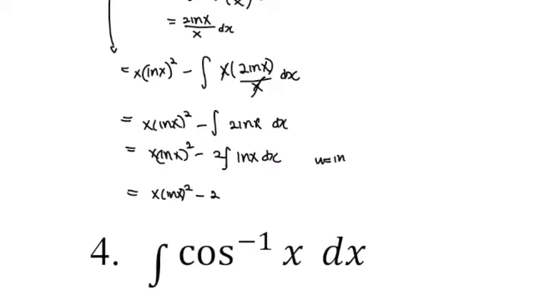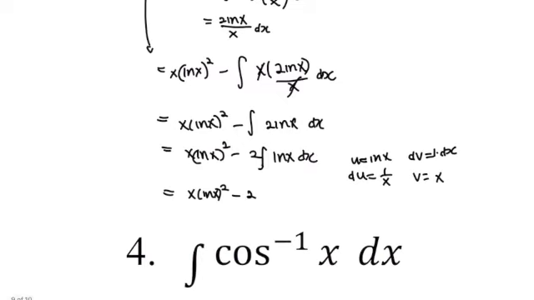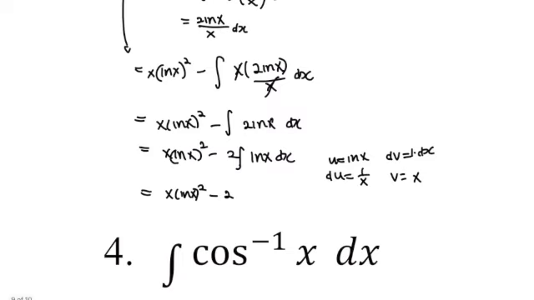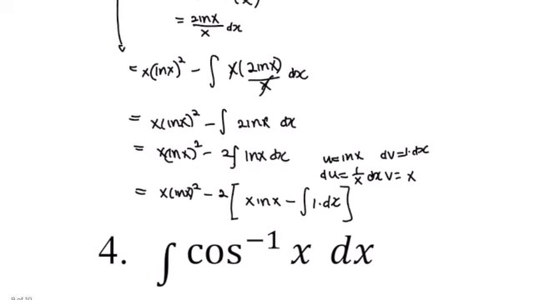u equals ln x again. du is 1 over x. dv is dx, 1 times dx. v is just x, right? Alright, and then we're going to do a huge square bracket here. And then uv is x ln x minus integral of v du, x times 1 over x, this just cancels out, so it would just be integral of dx, 1 times dx. Okay, so now this is much more solvable, right?